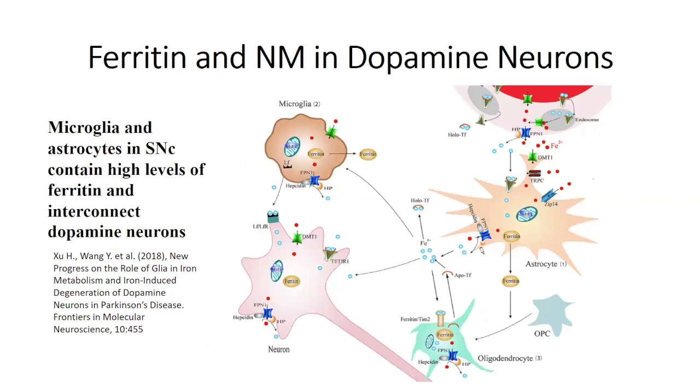Glial cells include microglia, astrocytes, and oligodendrocytes, and they interconnect the neurons at various locations as a function of the type of glial cell. Glial cells are not neurons, but support the function of neurons. At least in the SNc, they contain high levels of ferritin and can provide additional ferritin structures between the soma of the neurons.